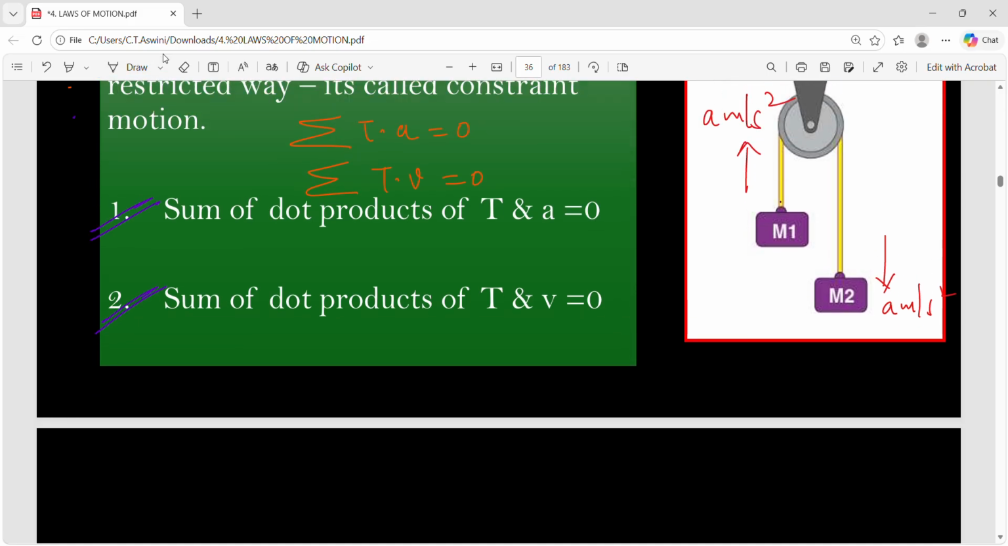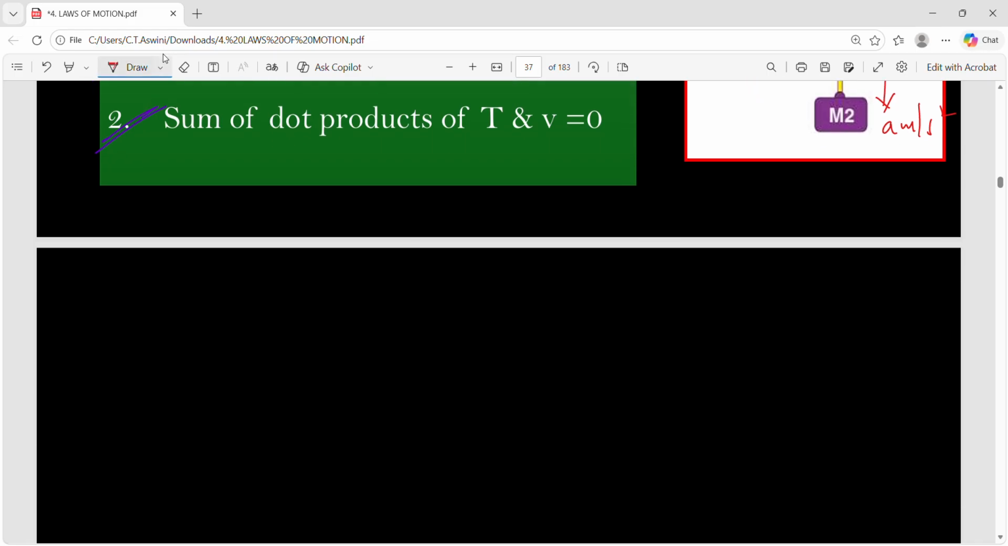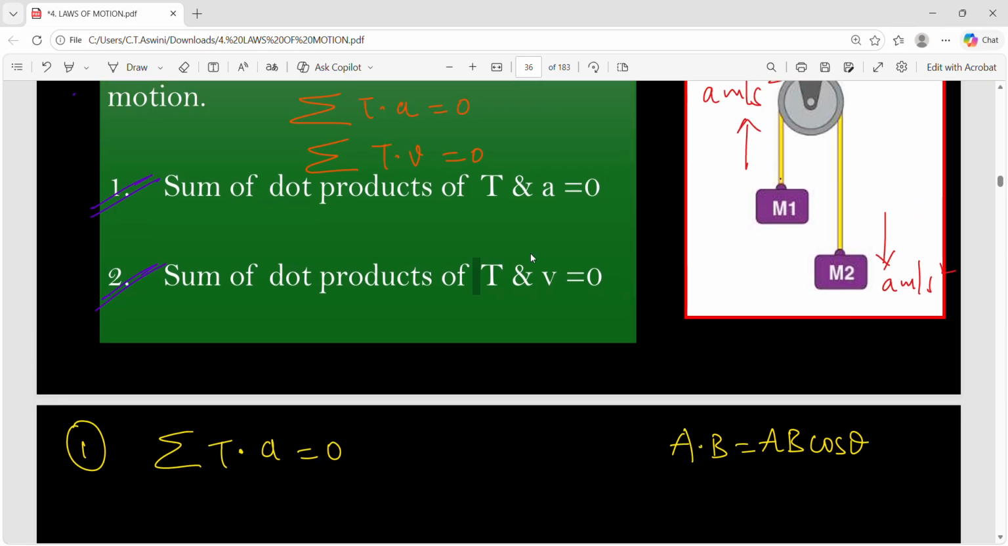will move in upward direction, right? Why is it so? Why same acceleration? Because they are connected, fine. But how? Let us see here. Let us apply the first point. Sum of dot product of tension and acceleration is 0, right? What is actually A dot B? It is magnitude of A, magnitude of B, and cos of the angle between them.